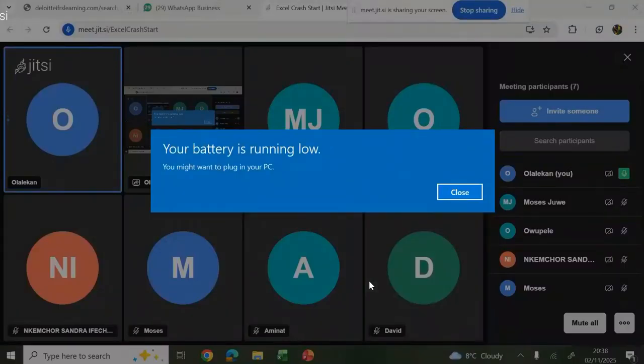Oh, sorry, let me get my charger. Sorry.